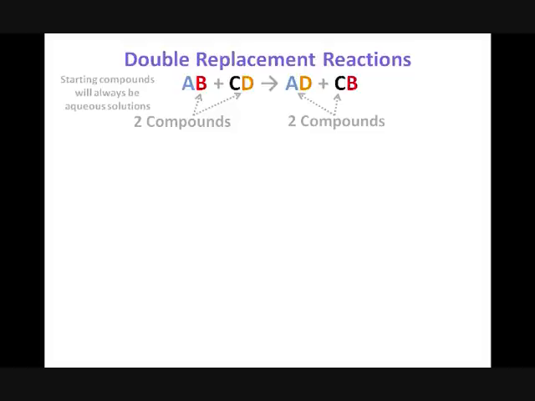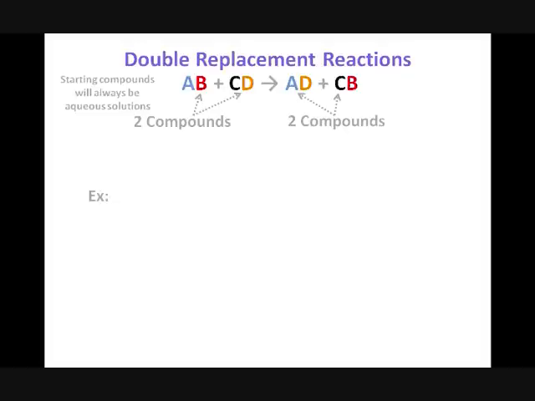In every double replacement reaction, the two reactants will always be aqueous solutions. These reactions, as far as our class is concerned, will always start with two aqueous compounds. To be completely honest, the only complicated part of double replacement reactions is the formula writing. Everything else follows the exact same pattern every single time.